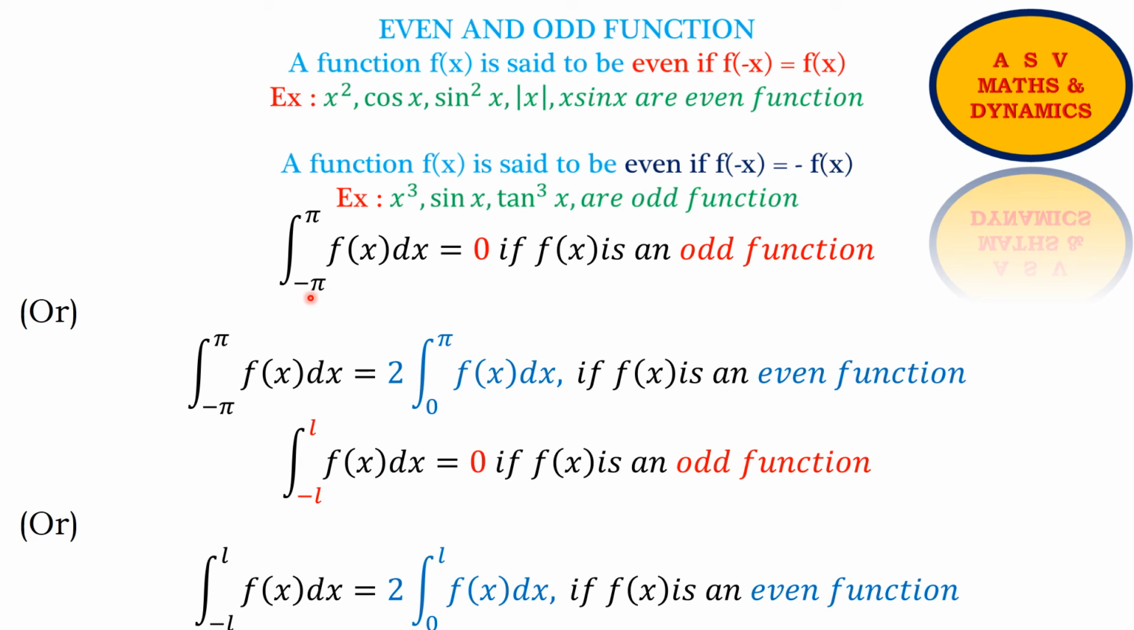The interval is negative pi to pi, or here negative L to L, but both are the same. The function is odd or even, but here the two steps are the limits of negative pi to pi, and the limits of negative L to L. This is the only change.